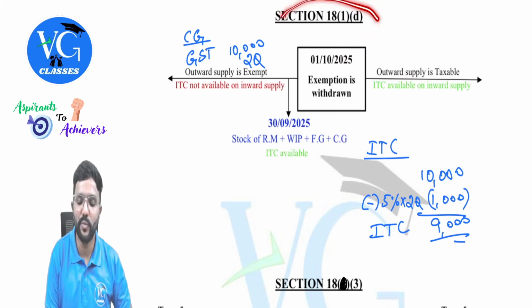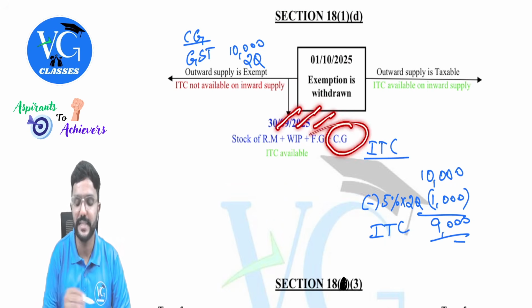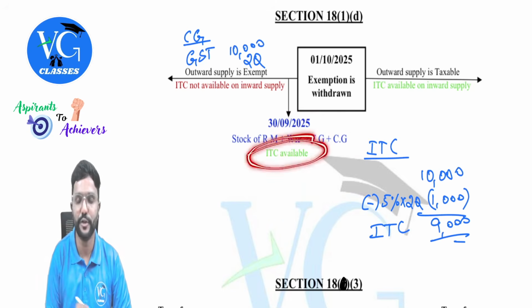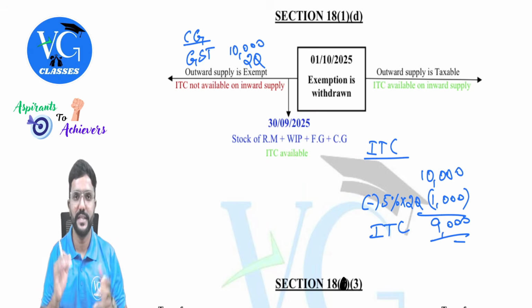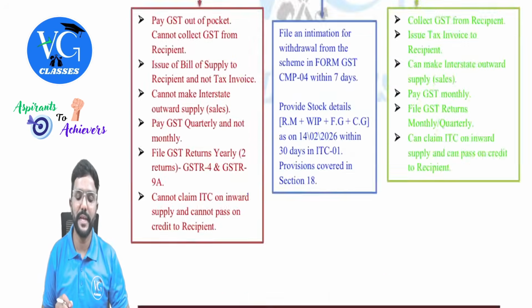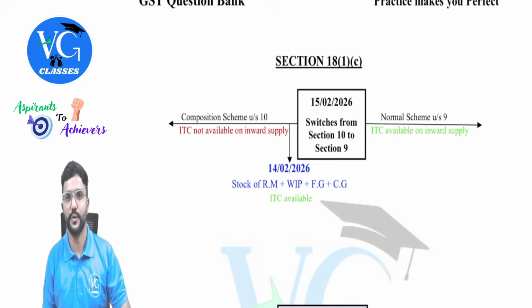But as per section 18(1)(d), what is special is whatever stock I am having on 30th September 2025, that is the preceding day, stock of what? Raw material, WIP, finished goods, as well as capital goods. They are giving me the credit of it, guys. So as per section 18(1)(c) as well as 18(1)(d), they are giving credit even on capital goods.